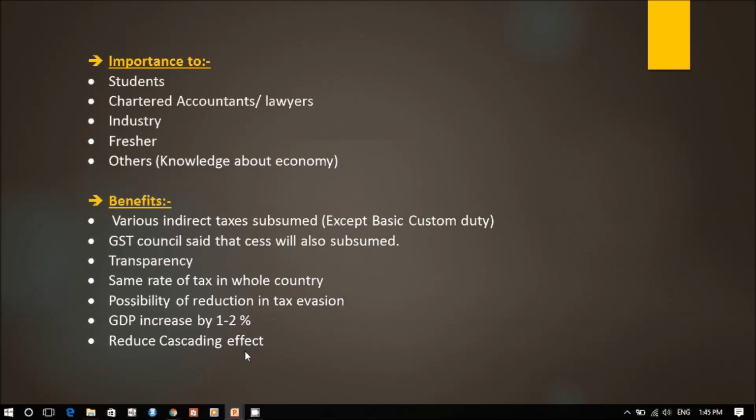And if you talk about the Swachh Bharat cess, then again the amount of revenue collected under this cess would be used for this purpose, Swachh Bharat.